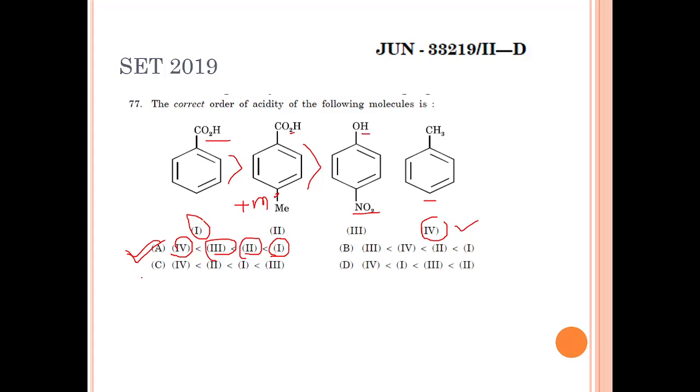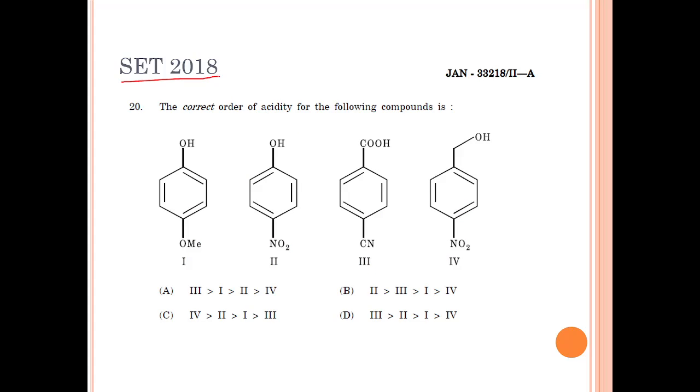I have another example for you guys. This is from SET 2018, and a similar trick has been used to confuse you guys. So we have two phenols, one acid and one alcohol. Okay, although the substituents are different, methoxy, nitro, and so on, these are the secondary things, but the primary things are OH, COOH and alcohol. So you can see here this is the benzyl alcohol, which will be the least acidic among these examples.